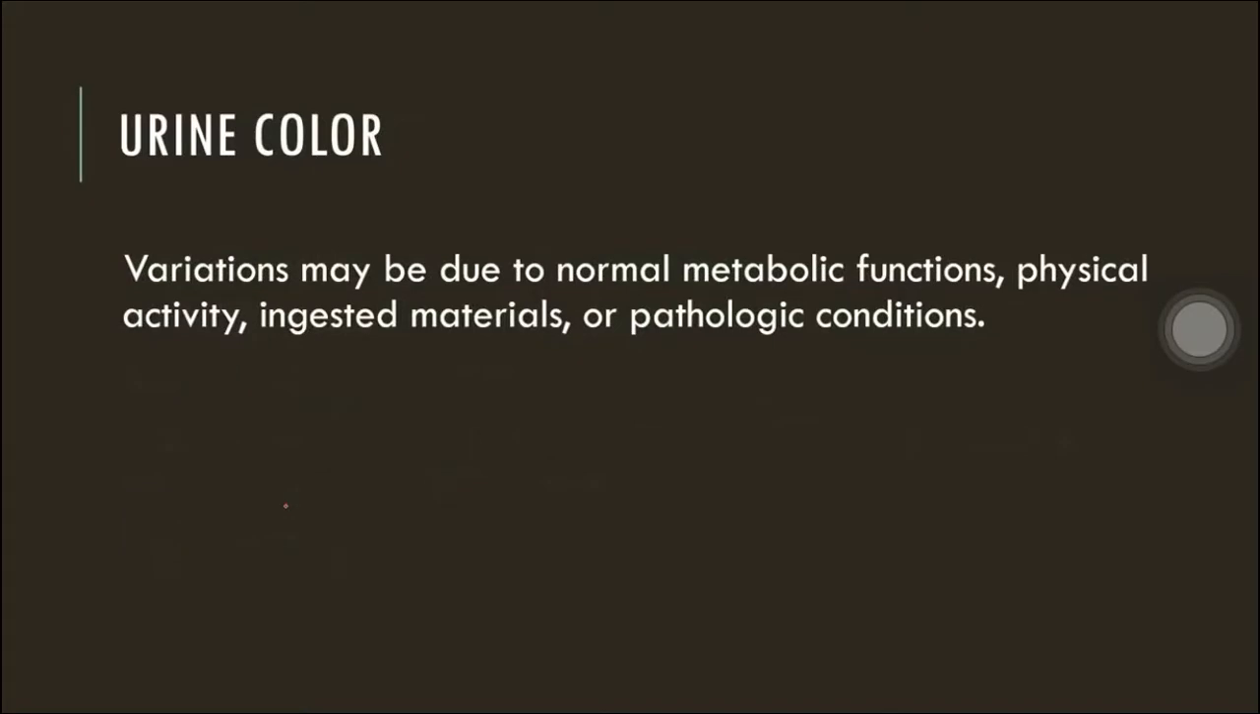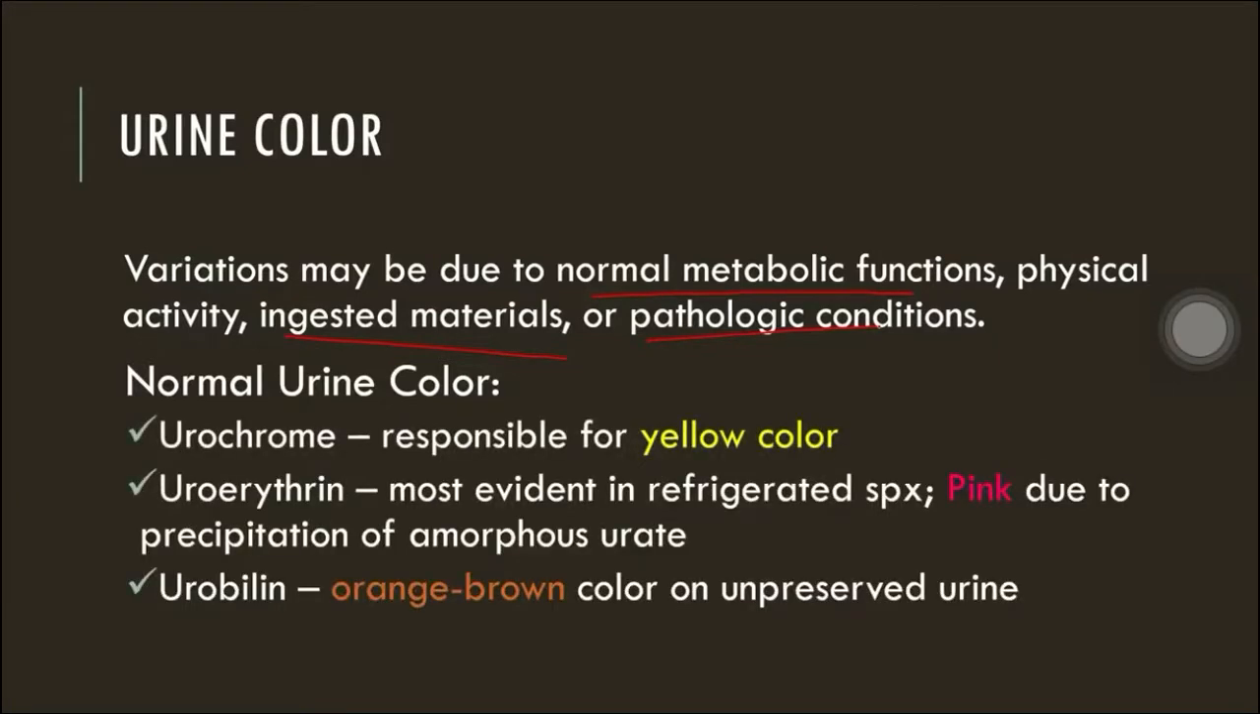Urine color is affected by normal metabolic functions, physical activity, ingested materials, or pathologic condition. Normal urine color is attributed to three pigments: urochrome, uroerythrin, and urobilin. But for normal freshly voided urine, ang major determinant ng color is of course yung urochrome natin. It is responsible for yellow color. But take note, si uroerythrin and urobilin, present din sila in normal freshly voided urine but in trace or minimal amounts. So saan lang nagiging madami tong si uroerythrin and urobilin?